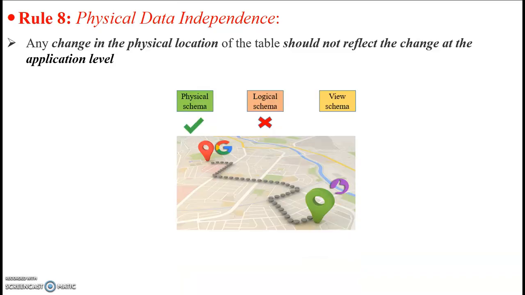The best example is that whenever a physical schema is updated, it should not alter the logical schema, the next higher level schema. Here what we are doing is changing the location of the data from one place to another place. That means we are changing the physical schema, but this should not alter the logical schema. That means the logical structure or the table structure of the data should not be hampered. So this is physical data independence, rule number 8.